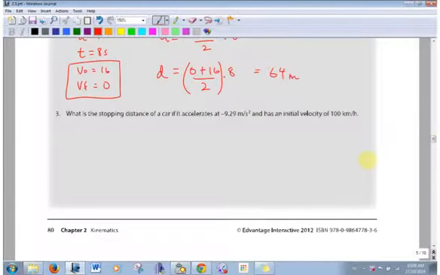Okay, third and final question example today. What is the stopping distance, let's just read it, of a car if it accelerates at that negative 9.29 and has an initial velocity of 100 kilometers an hour? Okay, initial velocity, that's what that says. What do I want to write here for a number?